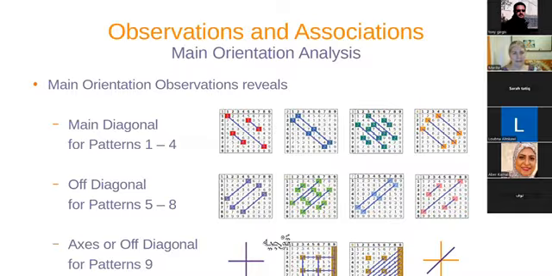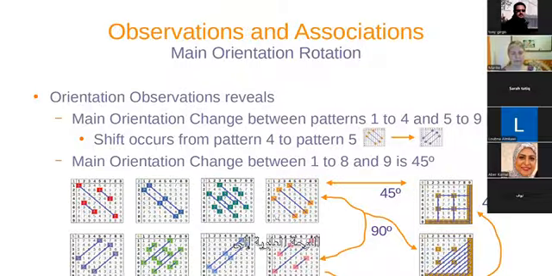And then the orientation also reveals that it can be rotated by 90 degrees from the upper panel to the lower, as well as to the number 9 pattern that shows the off diagonal orientation, as well as all of these on the left side towards the 9 that is oriented along the axis by 45 degrees.